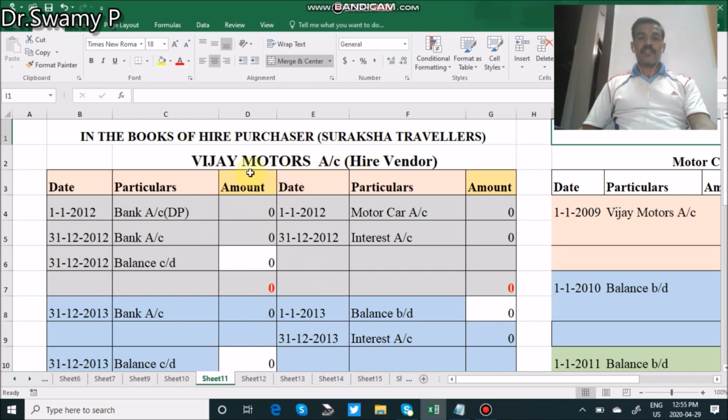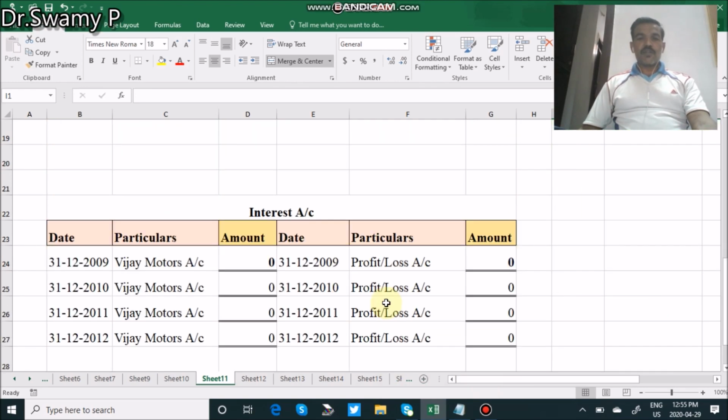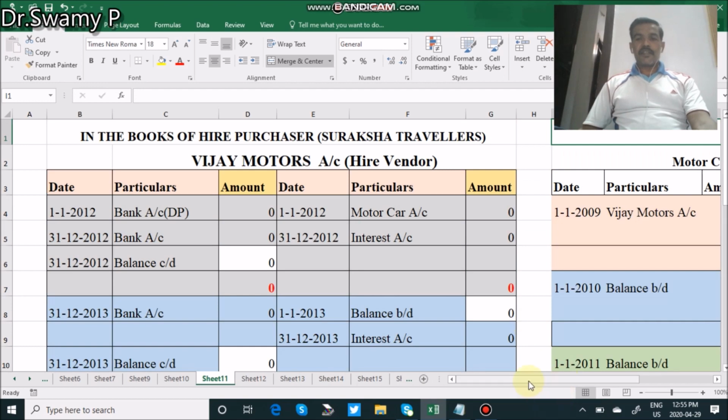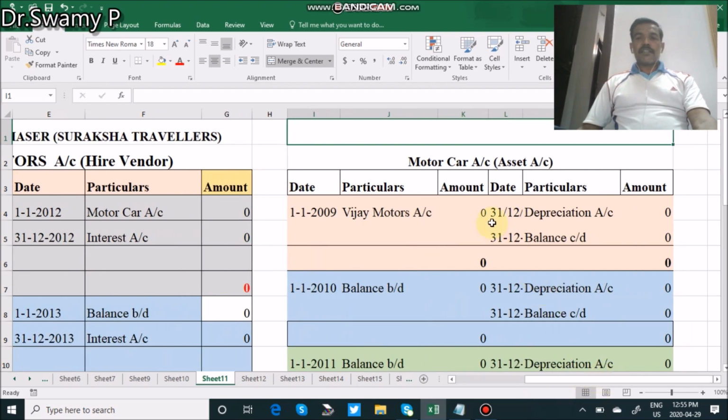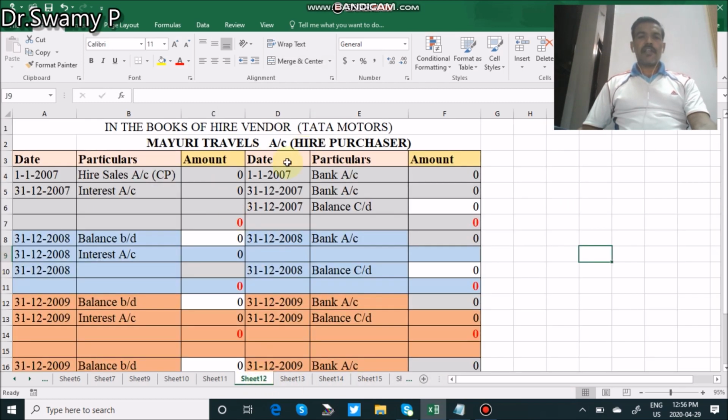In the books of the hire purchaser, one important ledger account is the Vijay Motors hire vendor account. Entries are to be shown here, and secondly, the interest account must be recorded here, and the asset account must be shown here. The amounts are not there, and entries are recorded in the pro forma ledger accounts. And in the books of the hire vendor, the entries are to be recorded, that is, the hire purchaser account must be recorded.